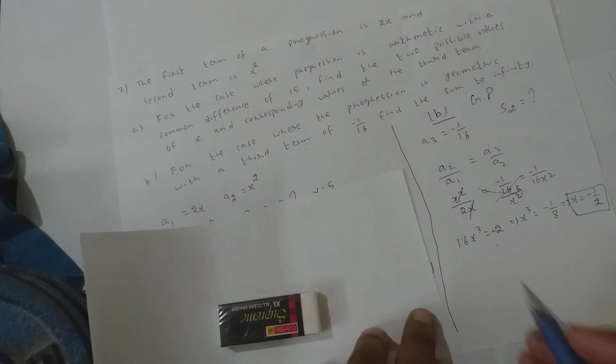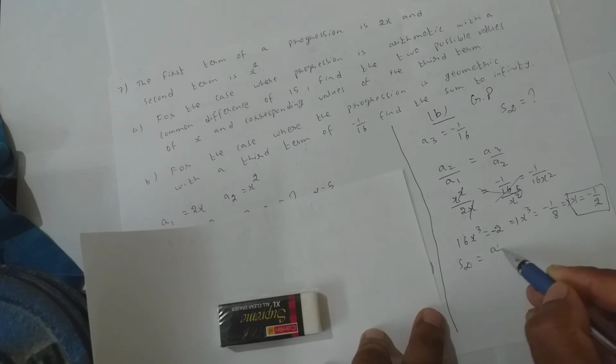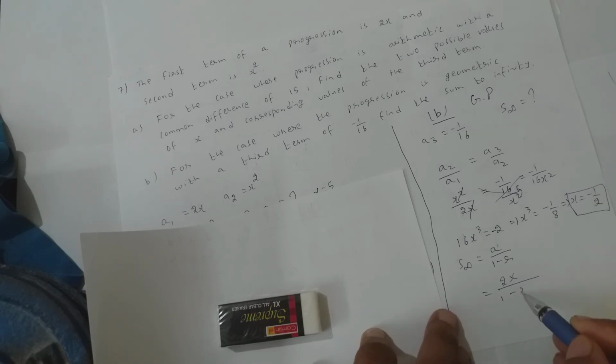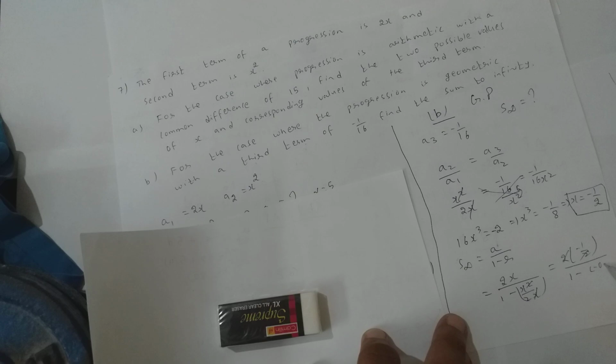Now the sum to infinity is nothing but a by 1 minus r. How much is a? 2x. And r is nothing but a2 by a1, so x square by 2x. So this and this get cancelled. It is 2 into minus 1 by 2, divided by 1 minus minus 0.5 by 2. Place this in the calculator. You get minus 1 here and 1 by 4 over here.